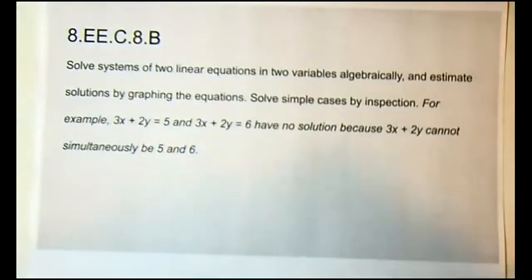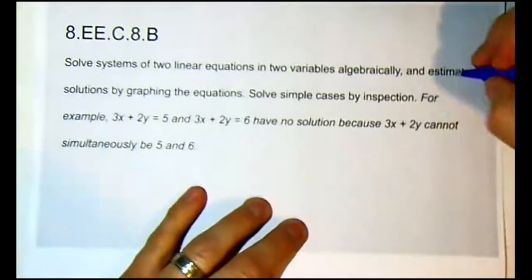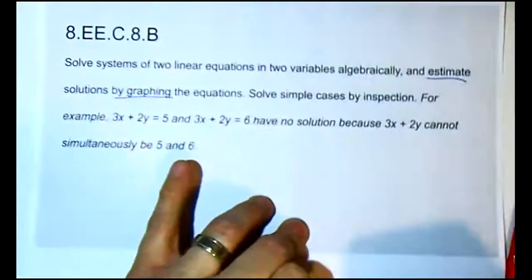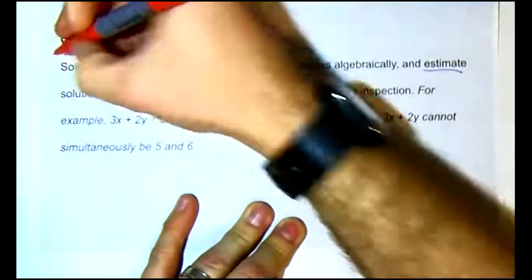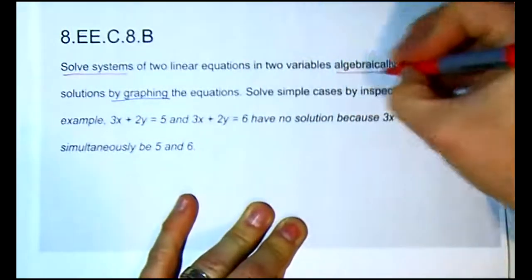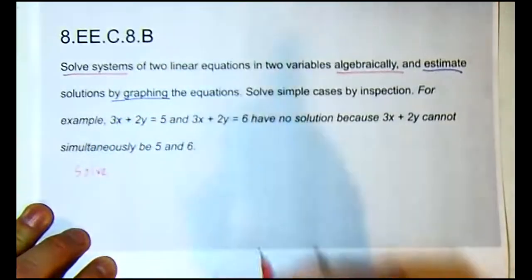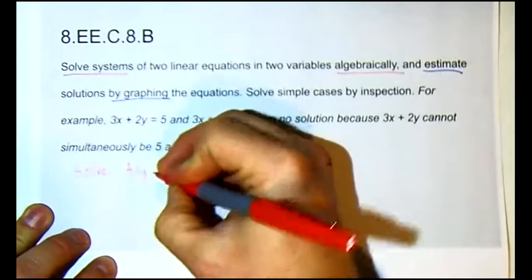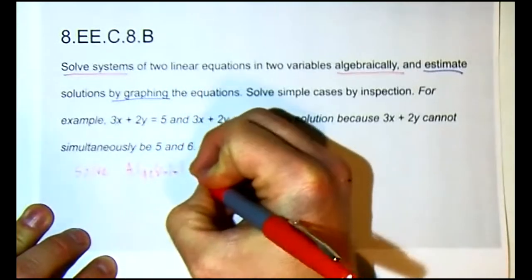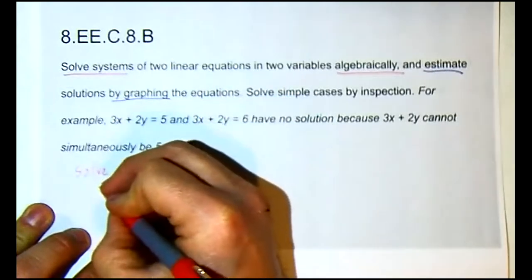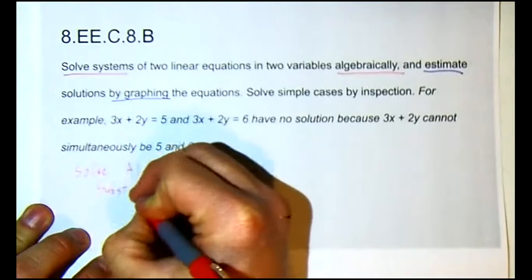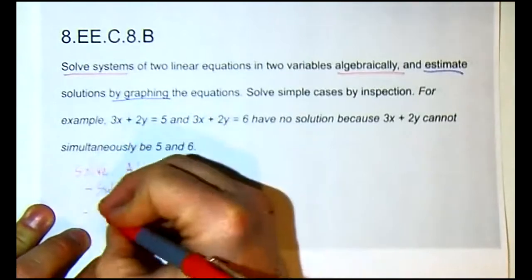All right, so expressions and equations, standard C 8b. Solve systems of 2 linear equations in 2 variables algebraically and estimate solutions by graphing the equations. So estimate by graphing. And we're going to solve the system algebraically. Now, algebraically, there's going to be 2 ways we solve. So I'm going to write solve algebraically. There's substitution, and there's elimination.